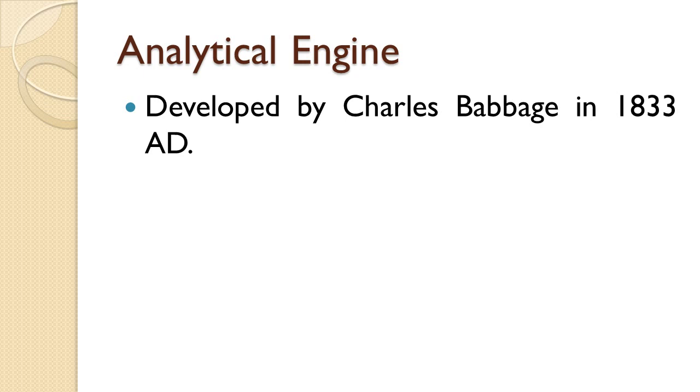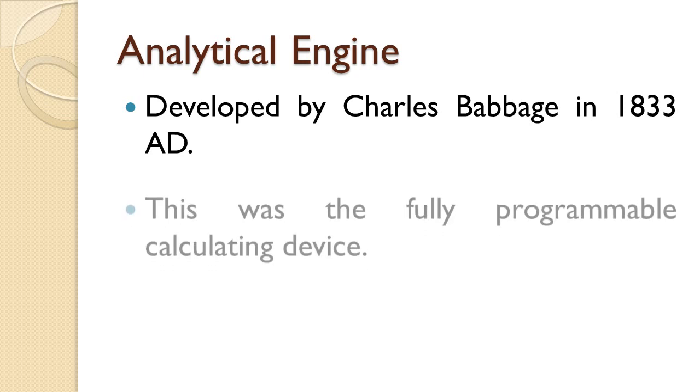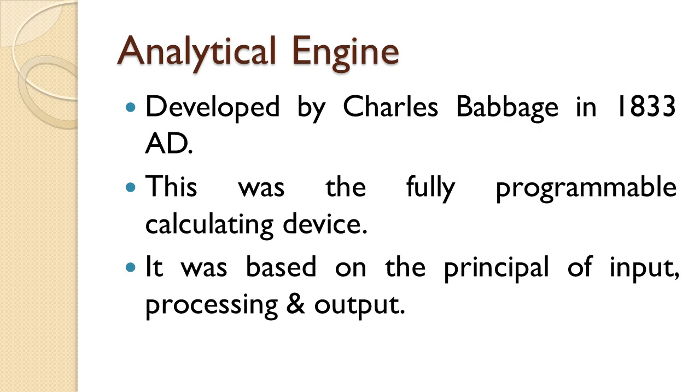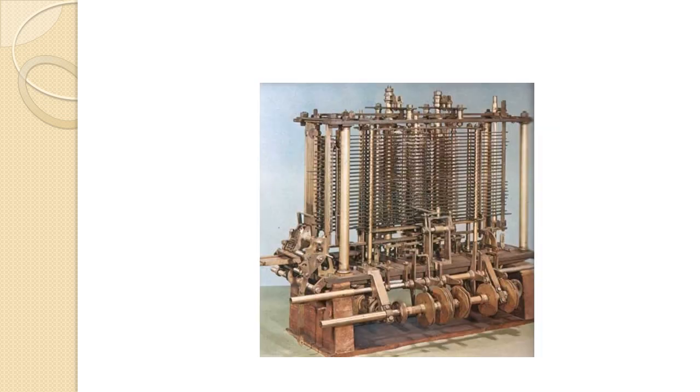Another invention of Charles Babbage is the analytical engine in 1833 AD. This was a fully programmable calculating device. It was based on the principle of input, processing and output. This is how an analytical engine looks.